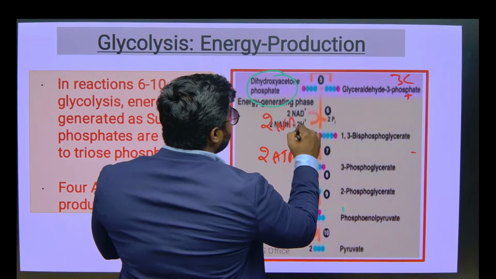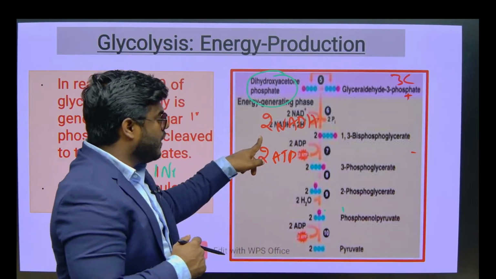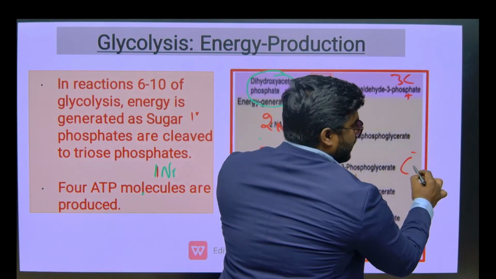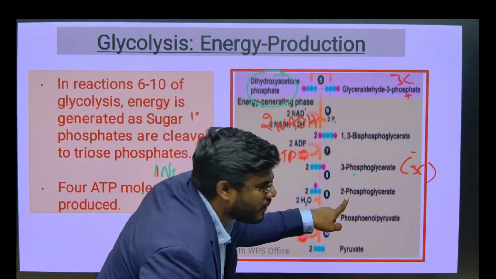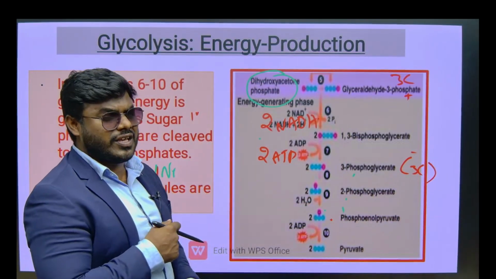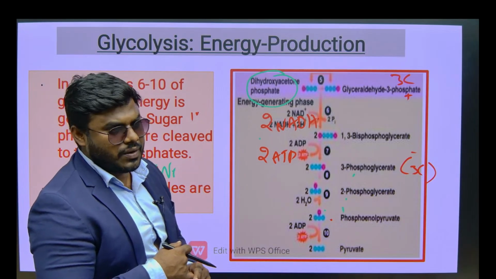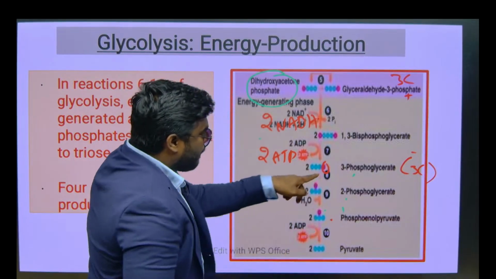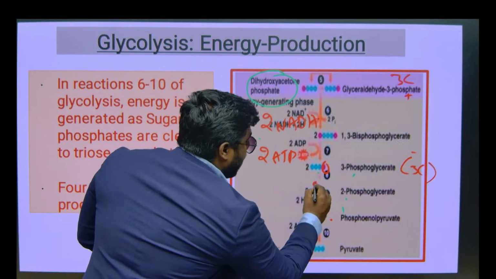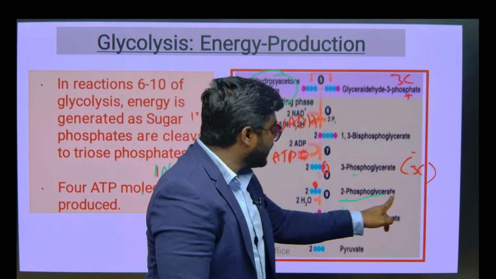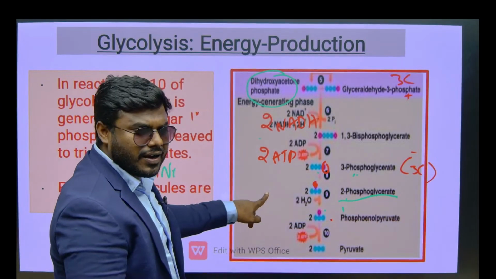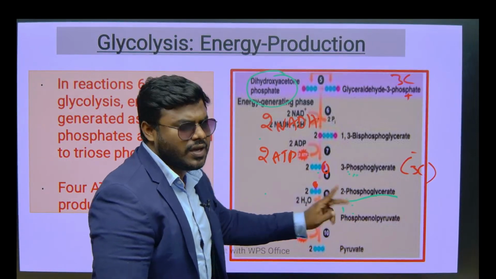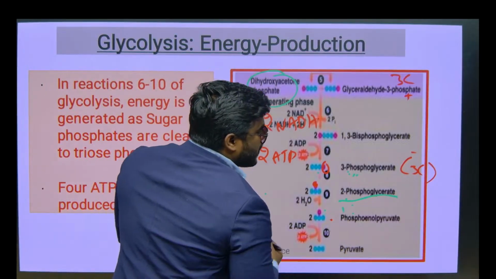And in the 6th step, 2 molecules of NADH. Correct? Now 3 phosphoglycerate, how many carbons? 3 carbon. Very good. Converted into 2 phosphoglycerate. 90% of the students will think that there is a loss of phosphate group, but the phosphate group is shifted. So from the 3rd carbon, the phosphate group shifted to the 2nd carbon. Is there any change in the carbon number? No. Is there any gain or loss of energy? No. Very good.